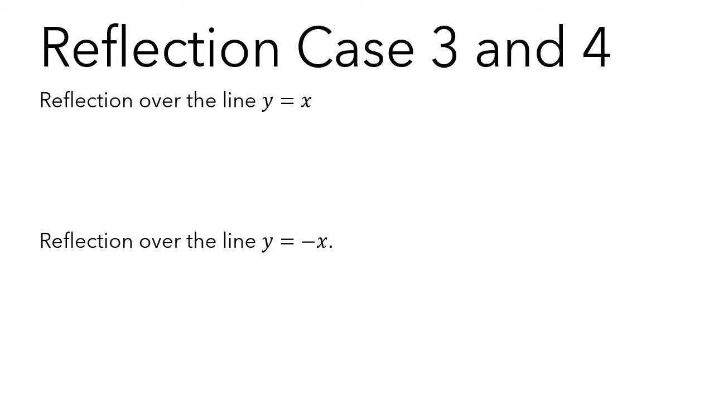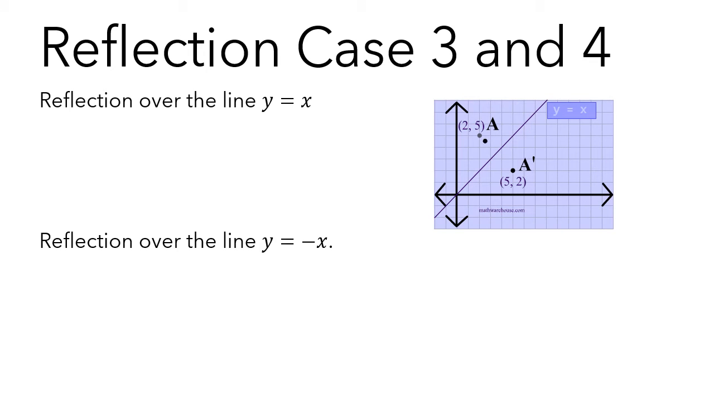So reflection cases 3 and 4 are reflection over the line y equals x and over the line y equals negative x. So over the line y equals x is a diagonal line. It has a positive slope. And you'll notice that the coordinates actually flip places. So they won't change signs. If they're negative, they stay negative. If they're positive, they stay positive. They only flip places.